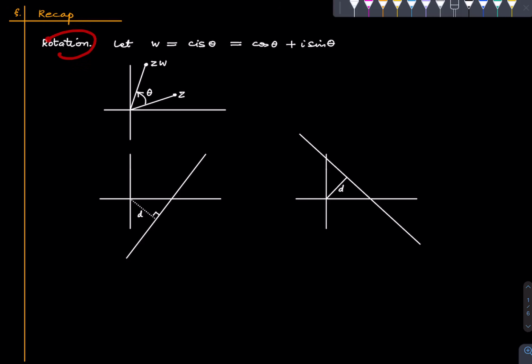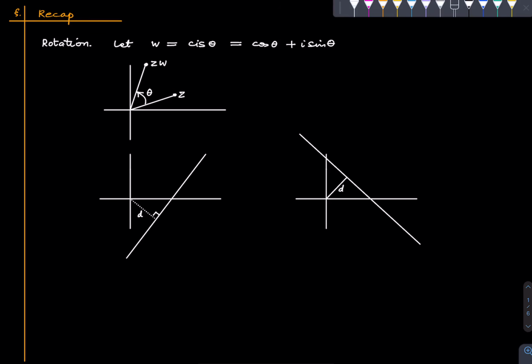So we studied rotations earlier, and let me recall the main fact. If W is cos theta plus i sine theta, then we saw that if we have a complex number Z, then ZW is obtained just by rotating Z by the angle theta in the anticlockwise direction. So if we know Z, we can mark out ZW.